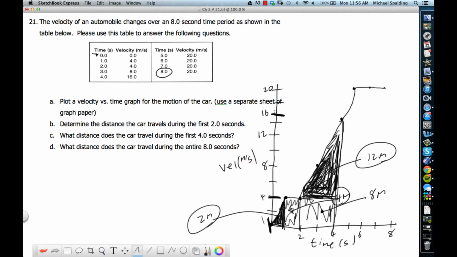Okay? And then the last question, what distance does it travel during the 8 seconds? So now you're taking the area under the whole thing, right? Everything, okay? Which I'll let you guys do.